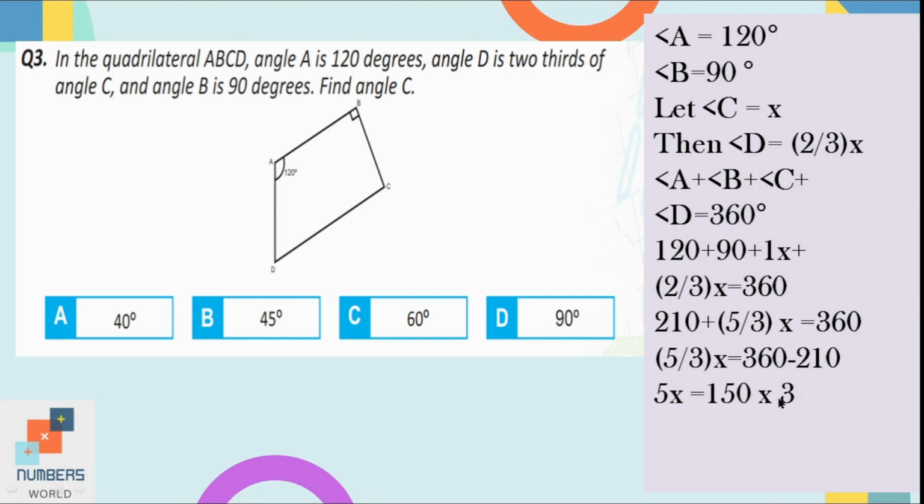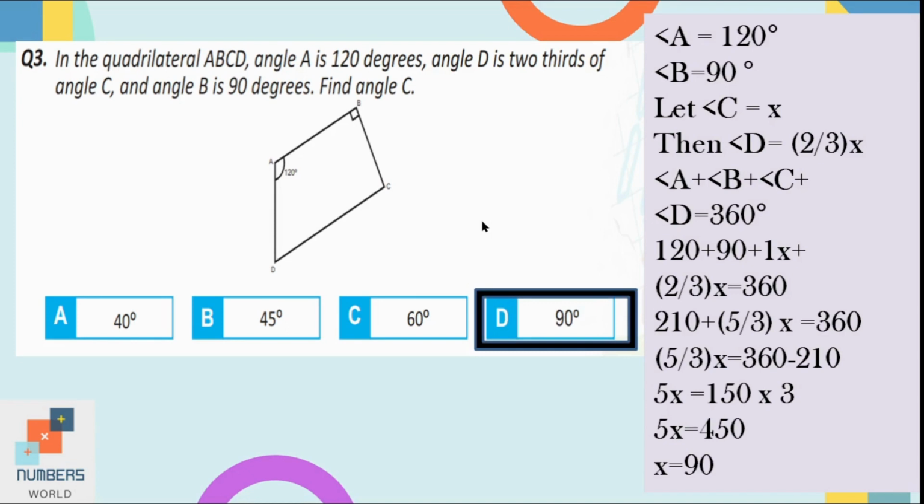150 multiplied by 3 is equal to 450, and after that we will divide the number by 5, which is equal to 90. So the value of x is equal to 90, and we can say that angle C is 90 degrees. So option D is our correct option here.